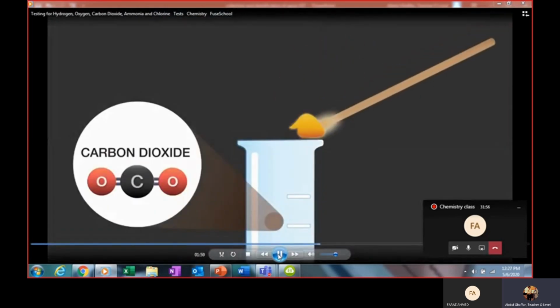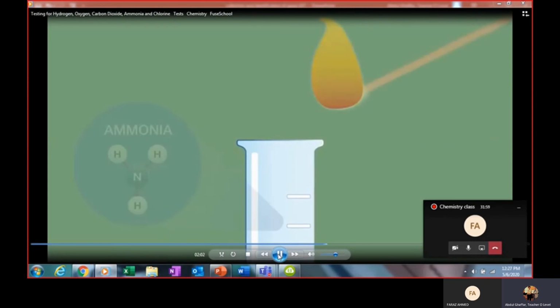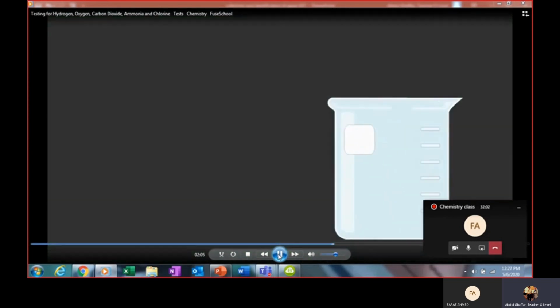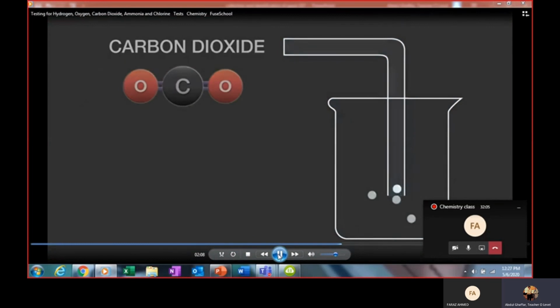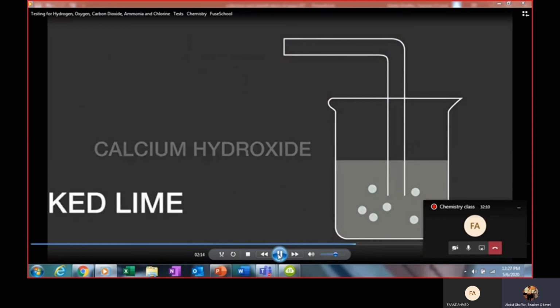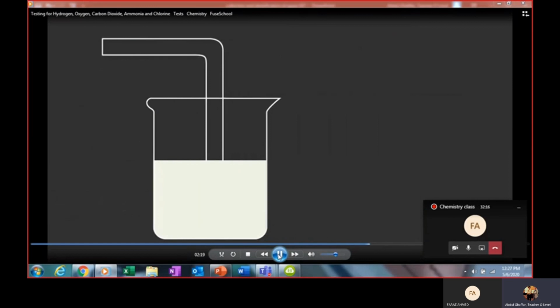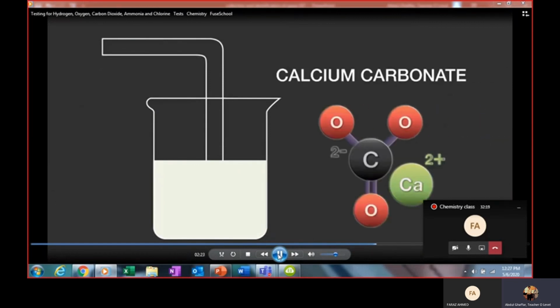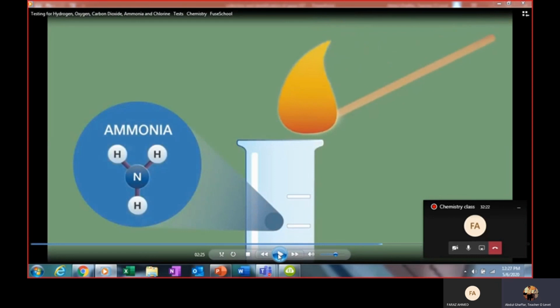Carbon dioxide will extinguish a lit splint, but the same occurs in the presence of ammonia. A more accurate test is to bubble carbon dioxide through lime water, which is an aqueous solution of calcium hydroxide, also known as slaked lime. Lime water turns milky in the presence of carbon dioxide due to the formation of calcium carbonate. What is the identification of CO2 gas, Faraz? Sir, we will add it to lime water. If the lime water turns milky, then it is CO2. Very good. Well done.